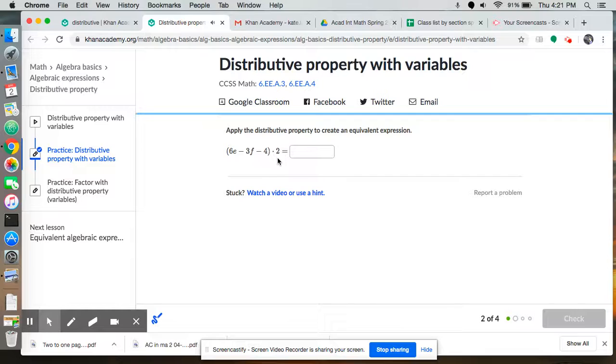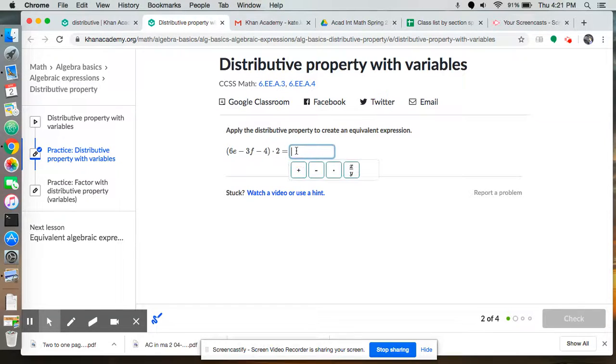In this case, the number that I'm multiplying with is on the right-hand side, but that doesn't matter. I'm still going to multiply 2 times each number in the parentheses. So 2 times 6 is 12e minus 2 times 3 is 6, so it's going to be minus 6f. And then lastly, 2 times 4 is 8, so it's going to be minus 8. So that's what I get when I multiply 2 times each of the things inside the parentheses.